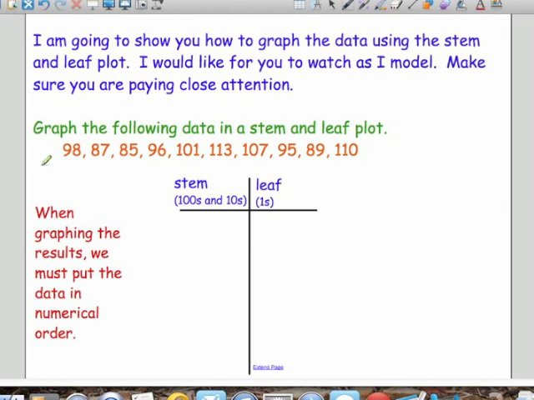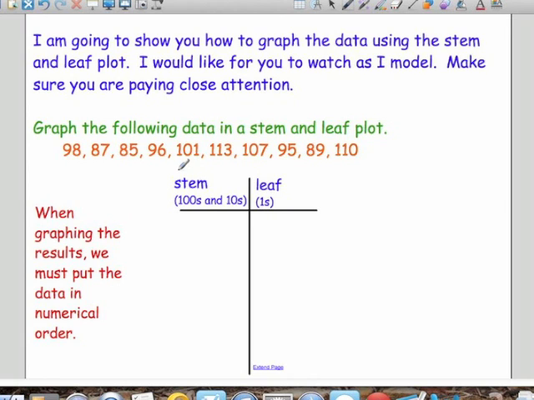To explain that further, I'm going to help you to make one of these. Okay, so if you want to draw this along on your board with me, that would be great. I'm going to show you how to graph the data using the stem and leaf plot. I would like for you to watch as I model. Make sure you're paying close attention. So if you want to watch, you can. If you learn better by actually doing it with me, please feel free to do that. So the stems are your hundreds and your tens place values, and your leaves are going to be your ones again. So here's our following data in a stem and leaf plot.